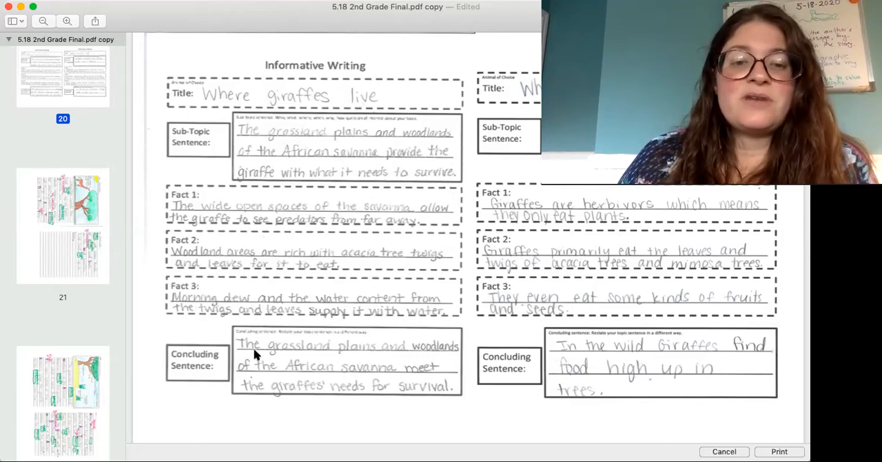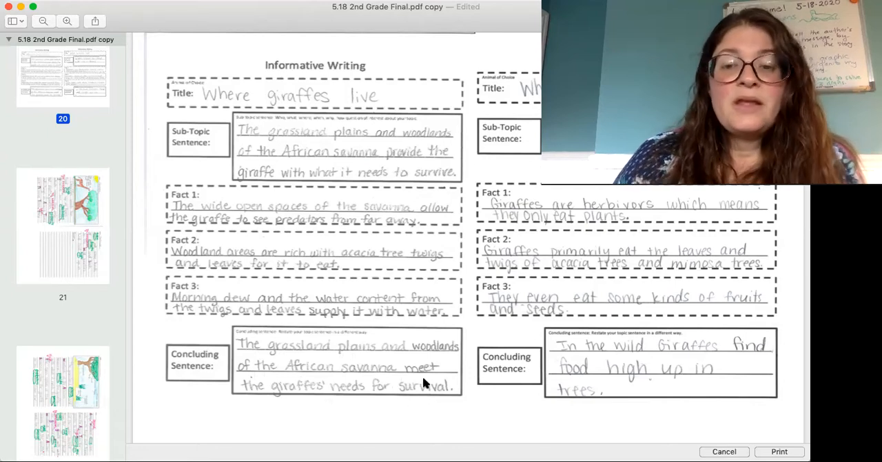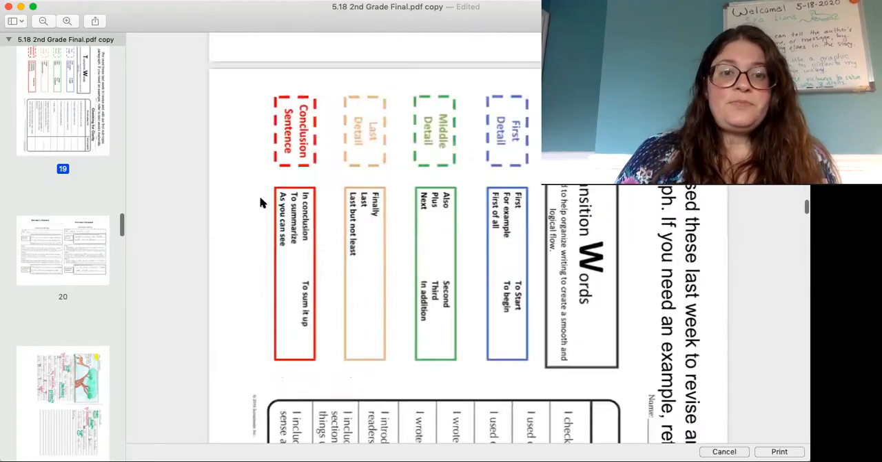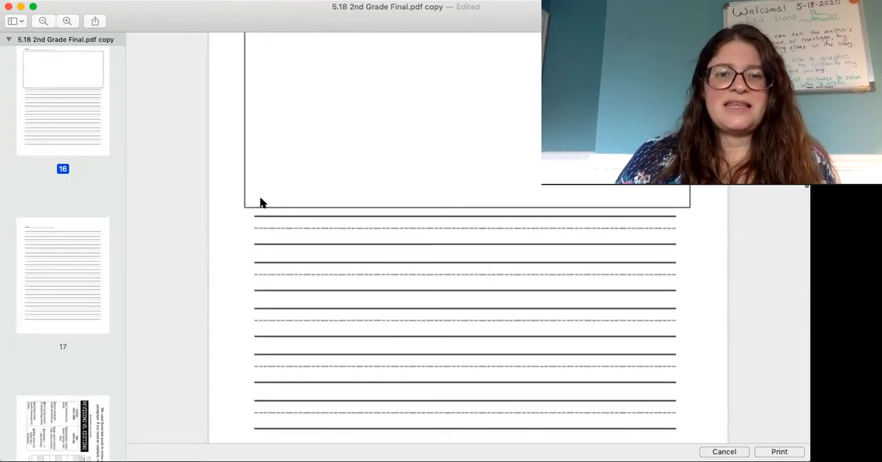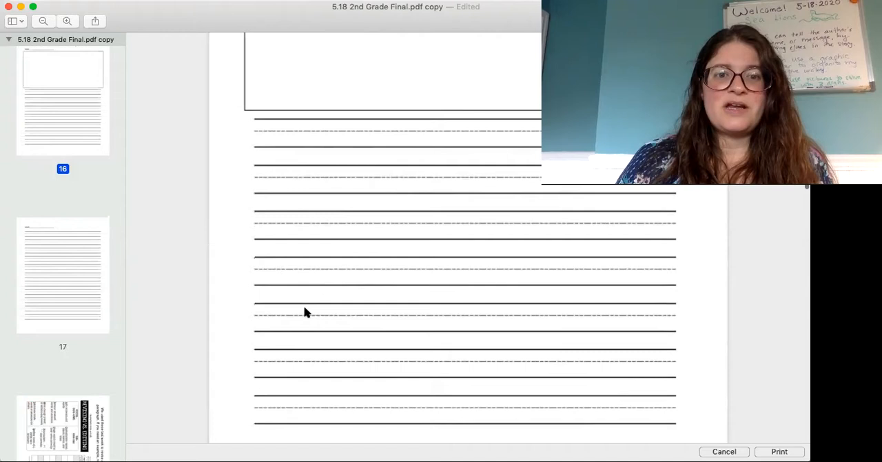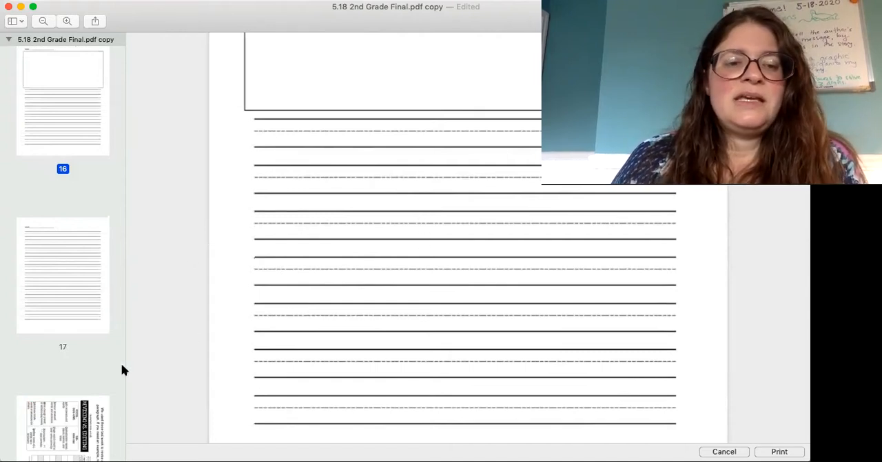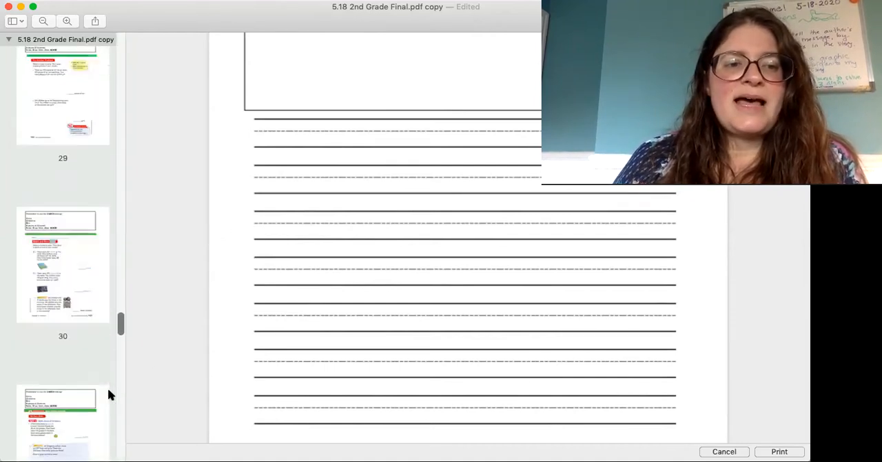And then the teacher did a great job wrapping it up with that conclusion sentence. The grassland, plains, and woodlands of the African savanna meet the giraffe's needs for survival. So if this were you writing it and you wanted to organize your research, you could do it on this page, and then you can write it without the organizer on a page like this, or if you wanted to draw a picture, you could, and then write your paragraph. So I want you to try using that organizer this week if you have some new information to share. And now I'm going to move into math.